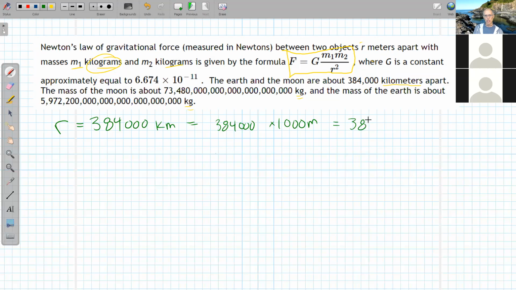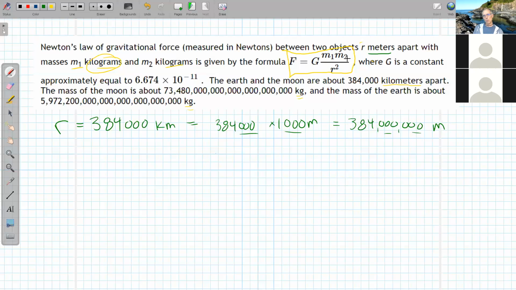So 3, 8, 4, 1, 2, 3, 1, 2, 3. And I think I have the right number of zeros. Okay, so now I have that measurement in meters, which the formula wanted. So we've got to make sure we read the fine print. That always gets me if I don't read the fine print, because sometimes I don't.